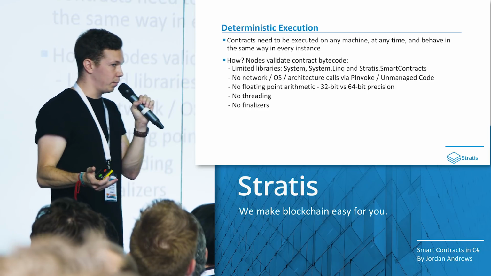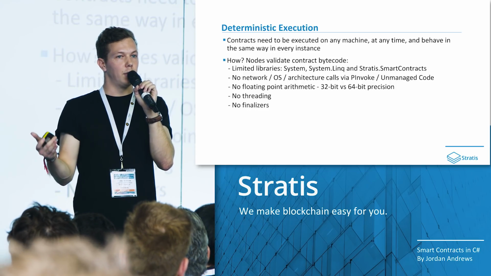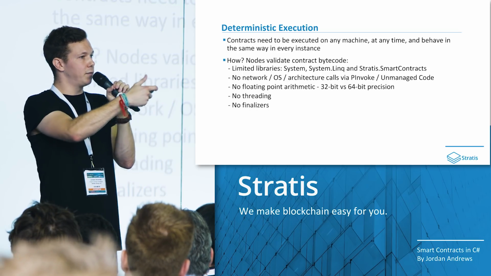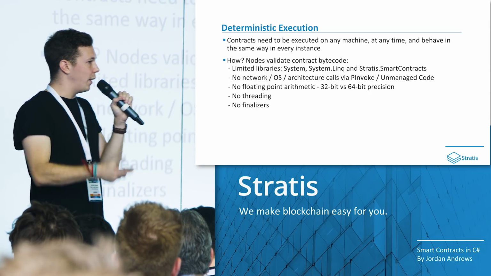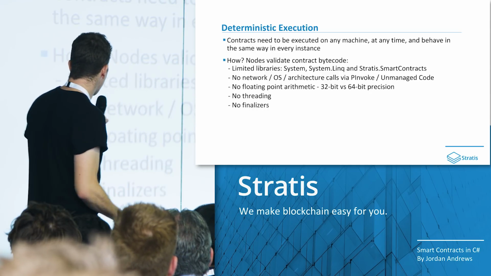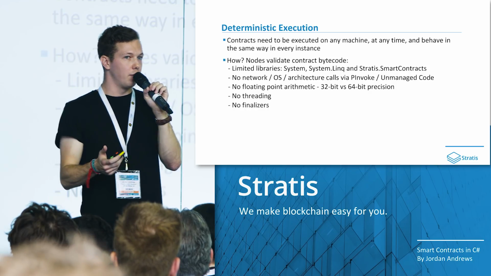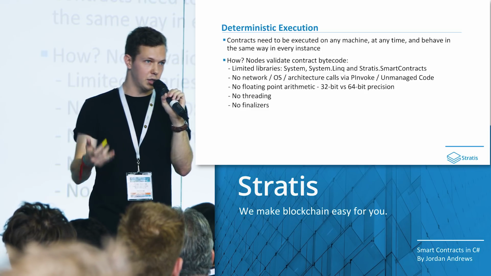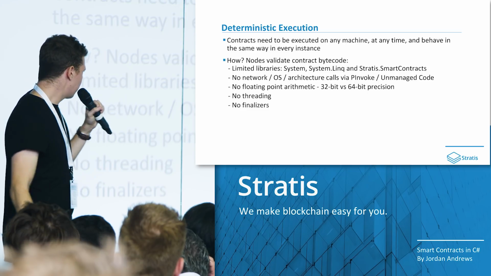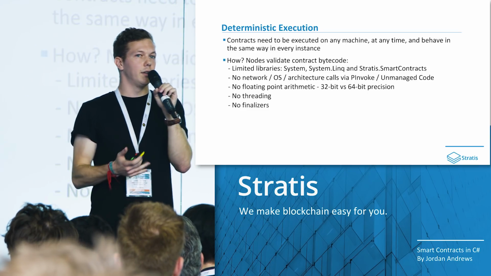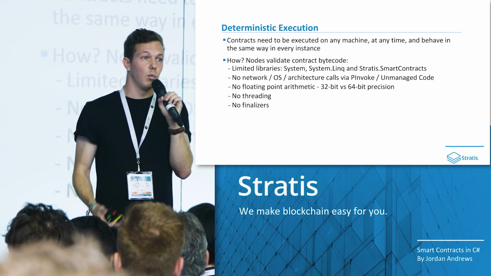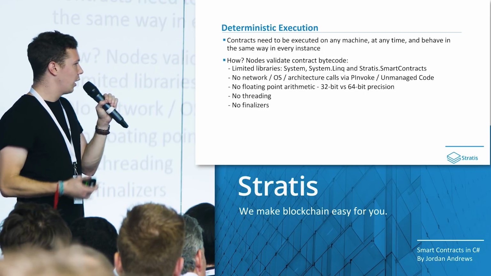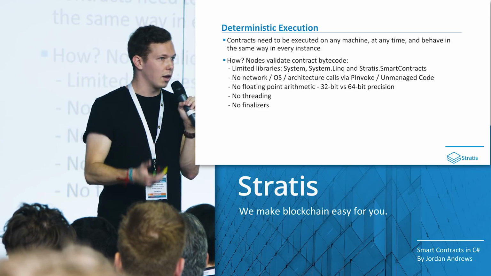We don't allow any floating point arithmetic. You can imagine that 32-bit and 64-bit machines react differently when they're calculating floating point numbers. There can be some issues in the last few digits not being exactly the same. To combat this, we just disallow use of floating point numbers. Threading is an obvious one. If you have many threads inside of a smart contract, we have no control over in which order those threads are going to finish. Could be an issue with determinism, so we disallow those. And finally, finalizers. The garbage collection in .NET is non-deterministic. We don't have any control over when and how it will happen. So to combat this, we just disallow use of finalizers. And finalizers happen anytime an object is cleaned up by the garbage collector.